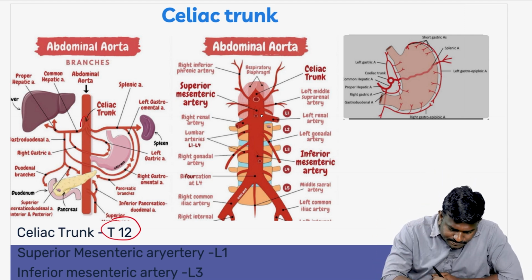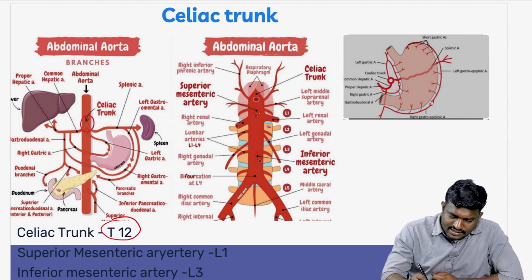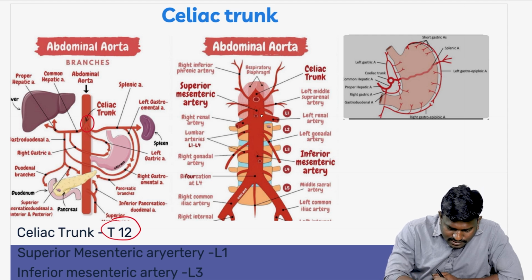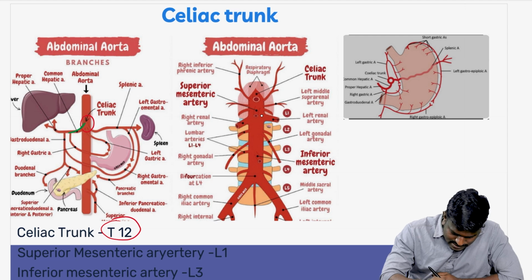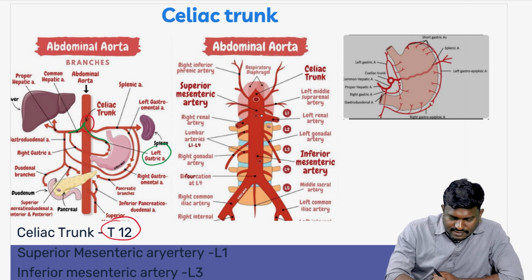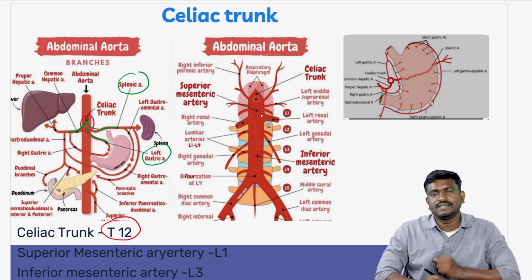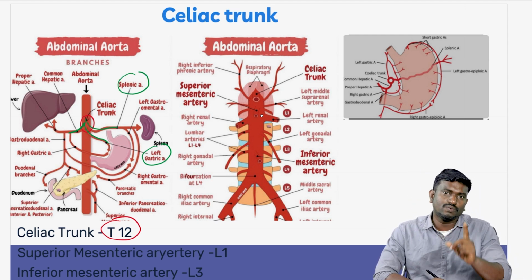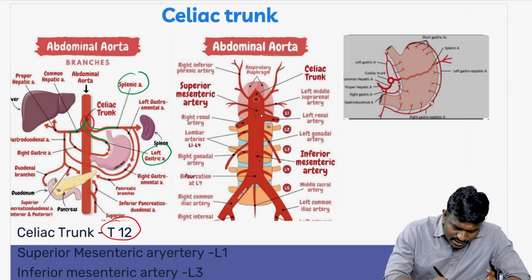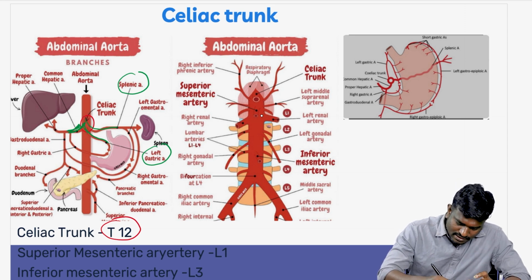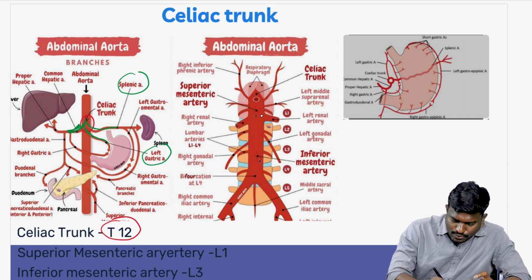Now look at the celiac trunk, which is further dividing into three branches. First is going to be the common hepatic artery. Second, this one is going to be what? Left gastric artery. And then it's also going to be the splenic artery. Let's revise the three branches. First is going to be what? The common hepatic artery. Here we have the left gastric, and then we also have what?